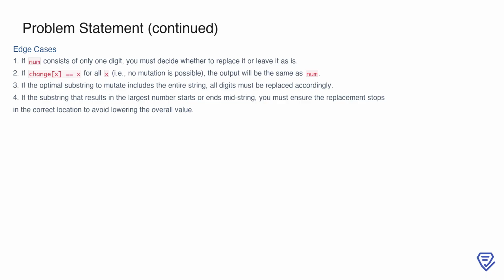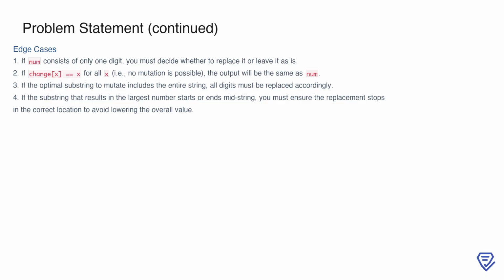When the optimal substring to mutate includes the entire string, all digits must be replaced accordingly. However, if the best substring to mutate starts or ends mid-string, it is important to stop the replacement process at the exact right location to avoid lowering the overall value of the number. These cases illustrate how crucial it is to carefully analyze the input and apply the mutation process efficiently to achieve the desired result.